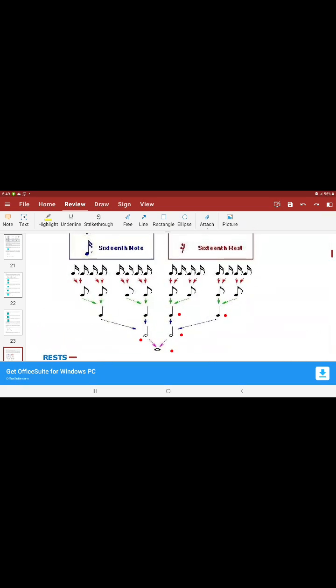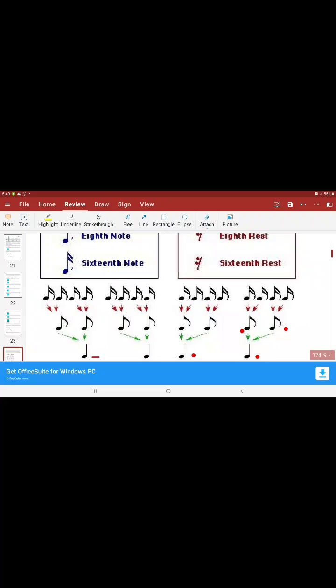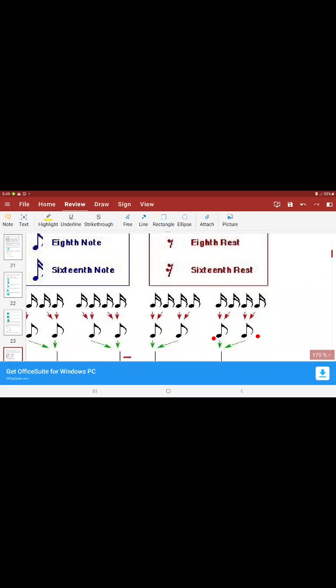And a single crochet will give us two quavers. While a single quaver will give us what? Two semi-quavers. That's what you should know. So that's it, go down, down, down. It's double, double, double, double.